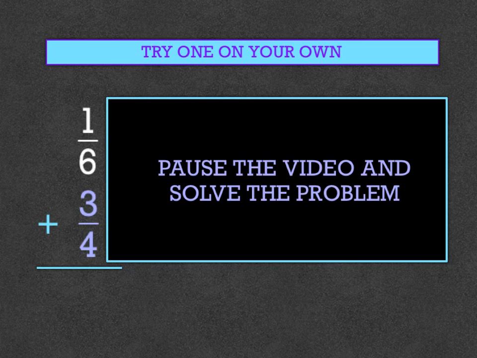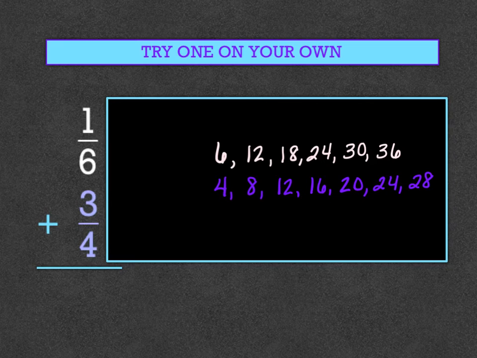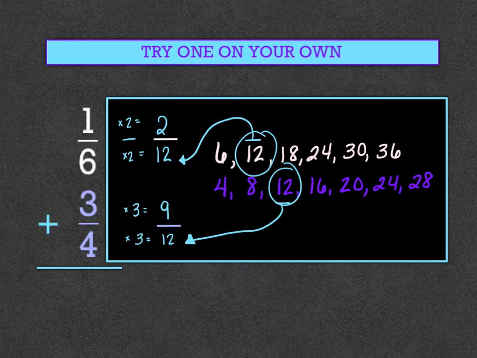Hopefully you've had a chance to solve the problem. Here, my first step was to find the least common denominator between 6 and 4. I was able to find that they had 12 as their least common denominator. When I put the 12 as my new denominator, and I changed each of the fractions into equivalent fractions, I now am adding the two fractions, 2/12 plus 9/12, giving me my answer of 11/12. Hopefully you got it correct. Let's move on and do another one.